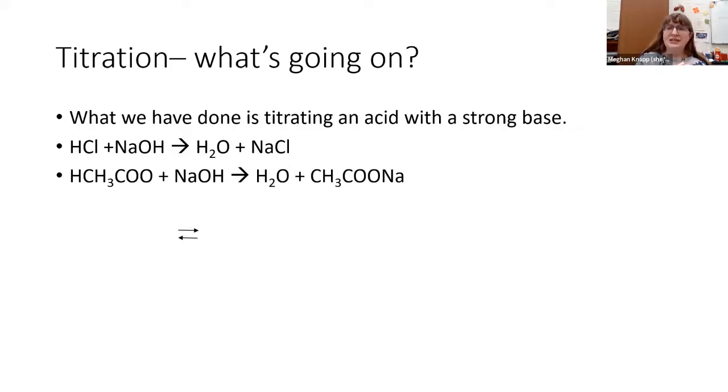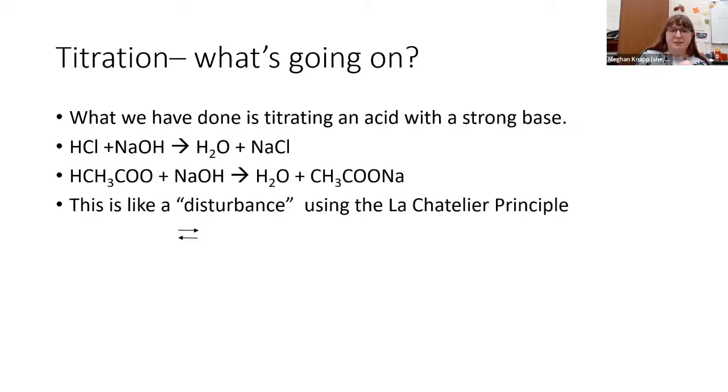So the one that we did last fall involved a strong acid and a strong base. And the one that we did this spring involving vinegar involved a weak acid and a weak base. So when we do this, it's kind of like disturbing an equilibrium the way that you talk about with Le Chatelier's principle. So if we look at this reaction of the weak acid of hydrofluoric acid in water, it's going to dissociate partly, a very small percent, less than 1%, into the hydronium ion and the F- ion.